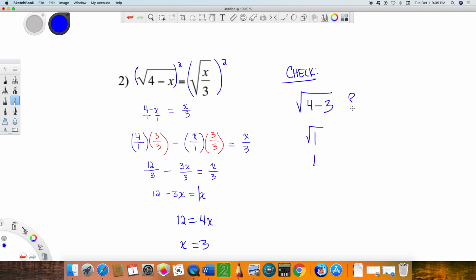Now, the question is, are we going to get 1 on the right-hand side? If we replace x with 3, we have 3 divided by 3. 3 divided by 3 is 1, and the square root of 1 is equal to 1. So this satisfies the original equation, and so it's in our solution set. It's the only thing that we found in our solution set.